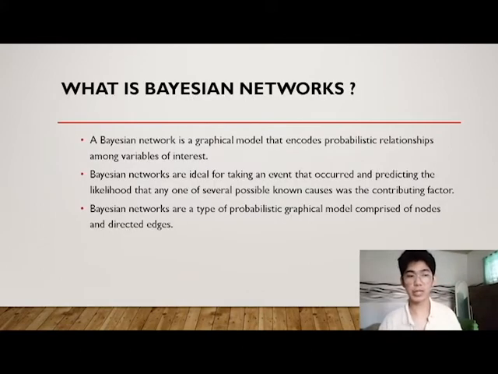A Bayesian network is a graphical model that encodes probabilistic relationships among variables of interest. Bayesian networks are ideal for taking an event that occurred and predicting the likelihood that any one of several possible known causes was the contributing factor. Bayesian networks are a type of probabilistic graphical model comprised of nodes and directed edges. Just like the word itself, it is a network of nodes connected to each other.